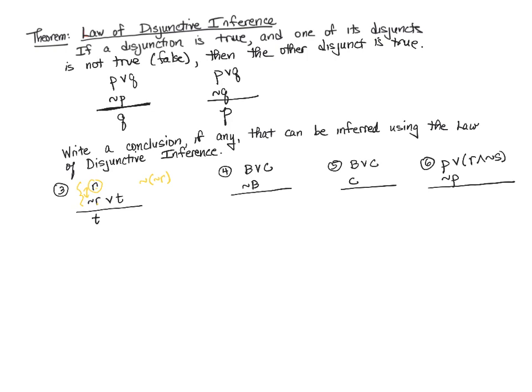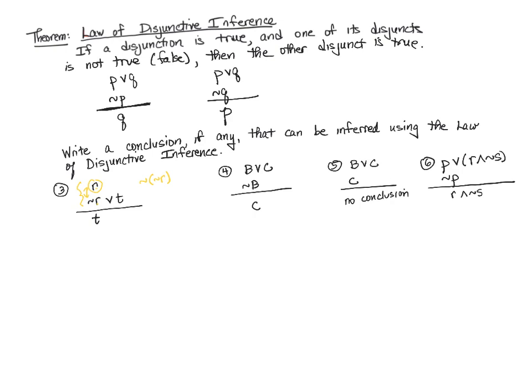Now, in the fourth one, we can use the law of disjunctive inference. We're just negating the first disjunct, so our conclusion is C. But in the fifth one, we're not negating a disjunct, so there's no conclusion. In the last one, we are negating the first disjunct, so the remaining disjunct must be true, which happens to be a conjunction, R and not S. And those would be the answers for those problems.